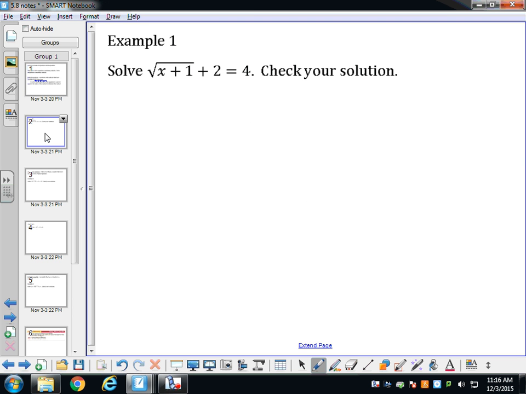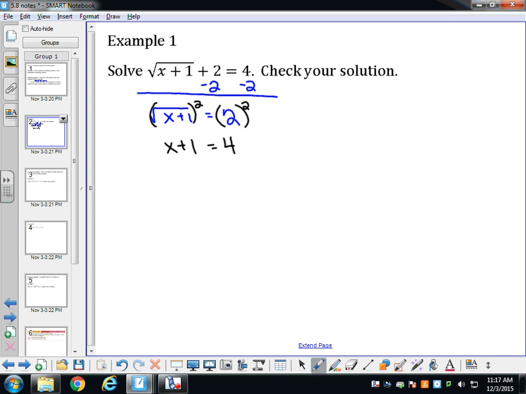Example 1, I want to solve the square root of x plus 1 plus 2 equals 4. First, I need to isolate the radical by subtracting 2 from both sides. So I get the square root of x plus 1 equals 2. Since my index is 2, I'm going to square both sides. Now, squaring and a square root cancel each other out. So on the left side, I'm left with x plus 1, and on the right side, I am left with 4. So then I finish the problem, and I get that x equals 3.